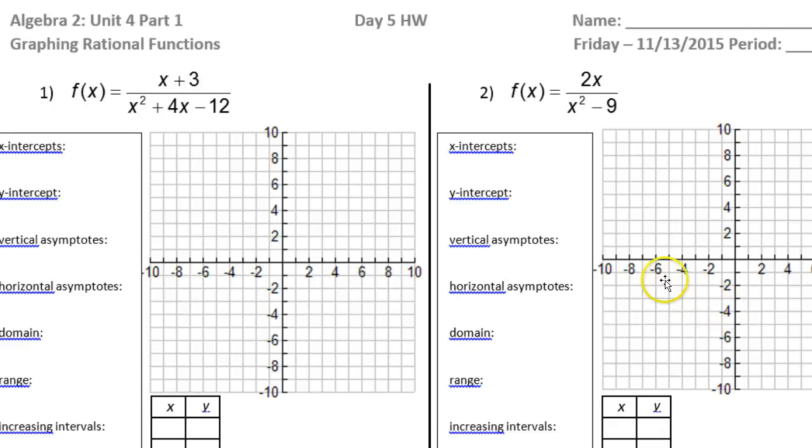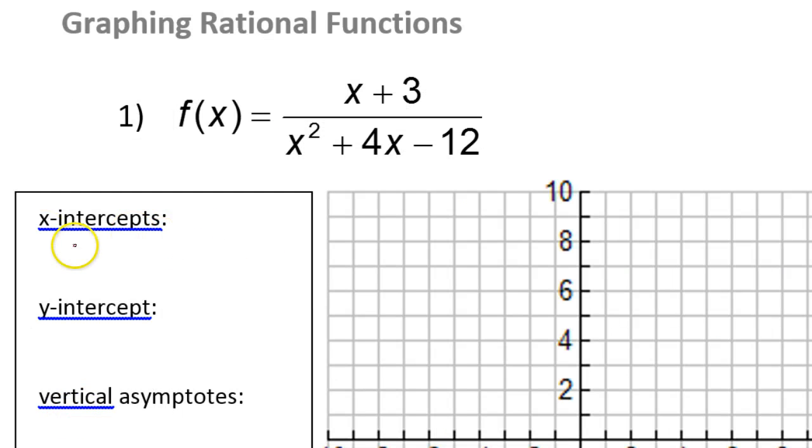Alright, in this video we will practice graphing rational functions such as these. A rational function is a function that has a polynomial for a numerator and another polynomial for the denominator. Okay, first of all, let's find the x-intercepts.